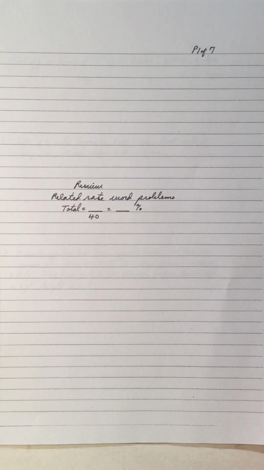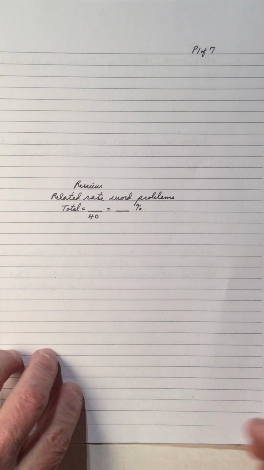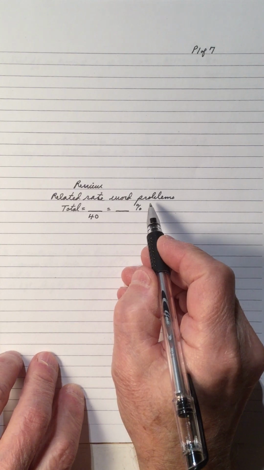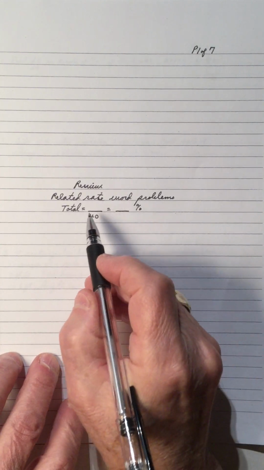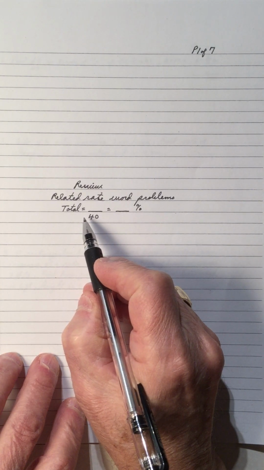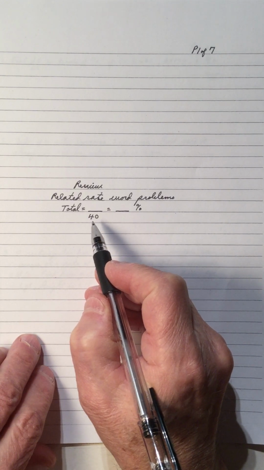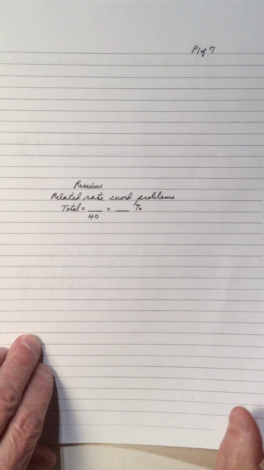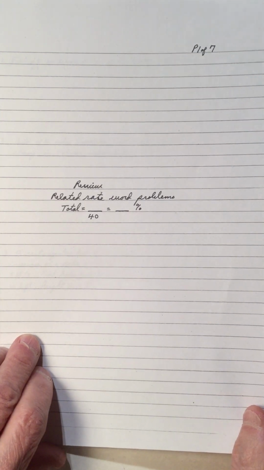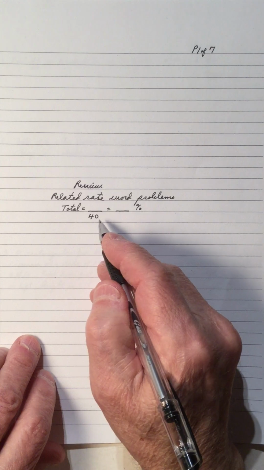Hi, welcome to my video on the review of related rate word problems. As in all my reviews, this one is going to be marked out of 40. So you give a score for each question, total up the scores on each page, and hopefully you'll have 40 out of 40 when you're finished.